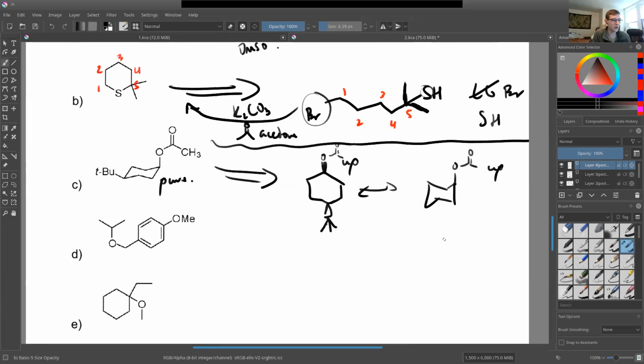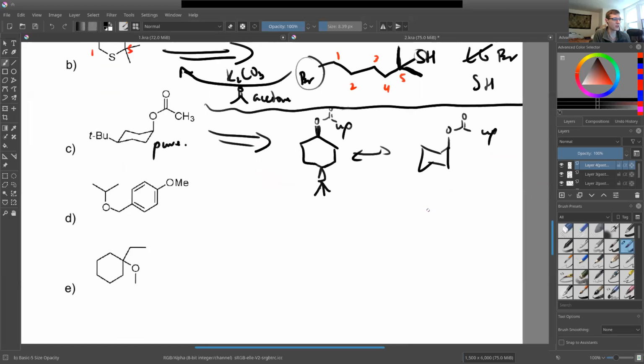Even if I drew my chair the other way, right? So if I drew my chair going in the other direction, and I picked one of these carbons to be my acetate, this one, then I would go and you would count your carbons.